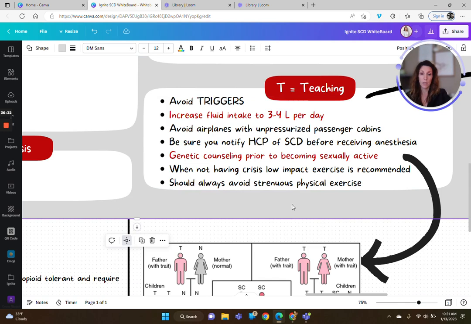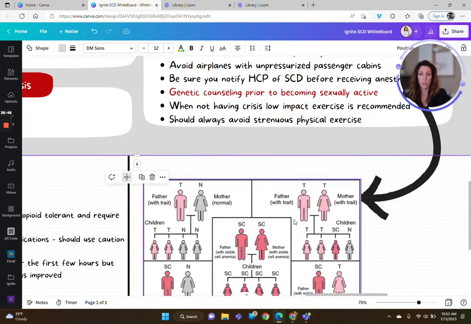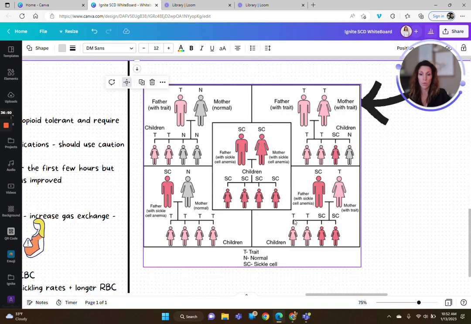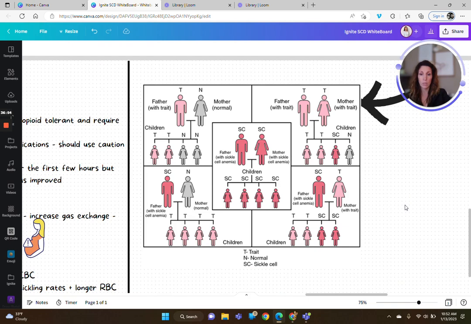And they should speak with a genetic counselor prior to becoming sexually active. We're going to talk about how this gets passed down in a moment. When not having a crisis, low impact exercise is recommended. Always avoid strenuous exercise. So this lays out patients that have sickle cell disease and how they may pass that on.